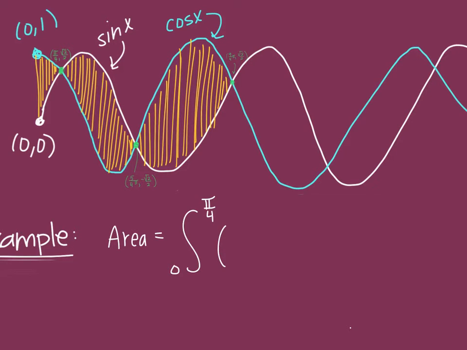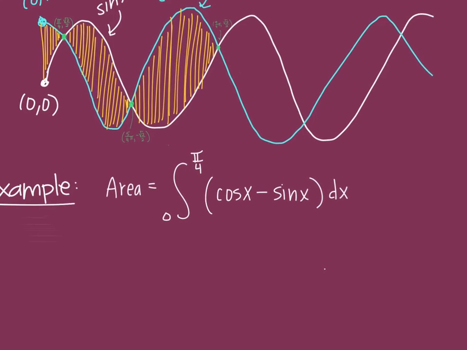And in that first section, the smallest piece of area altogether, which function is forming the upper boundary? Cosine is, because it is the one that's starting at 0, 1. And so cosine would come first, minus sine of x would come second, dx to show that I'm working left to right.